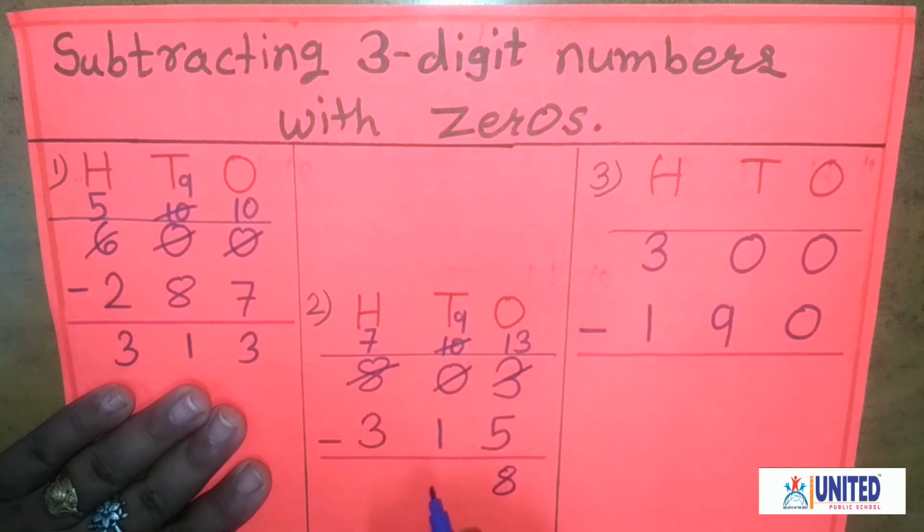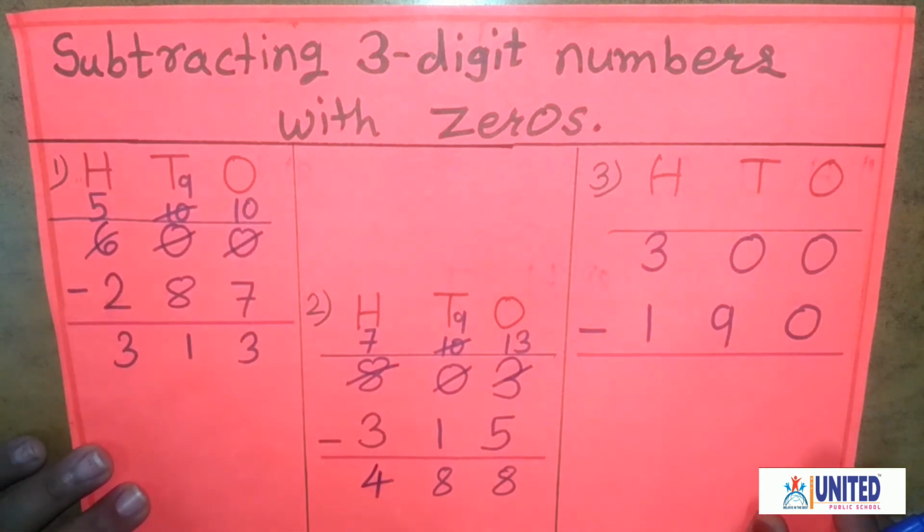Okay. Now 9 minus 1 is 8. And 7 minus 3 is 4. So our answer is 488.